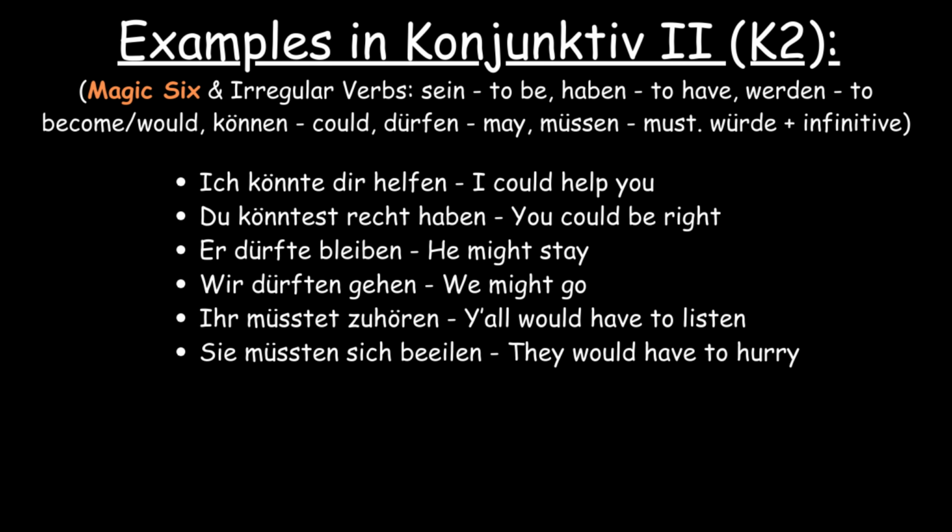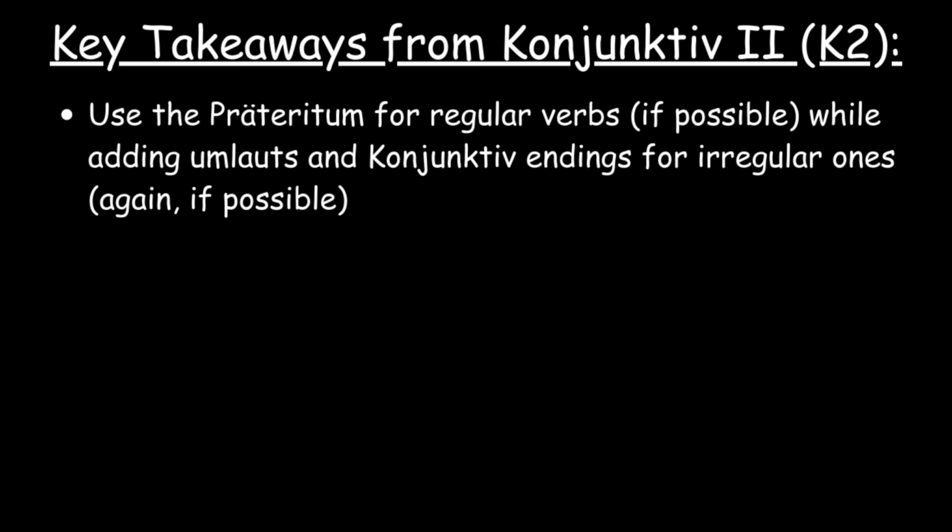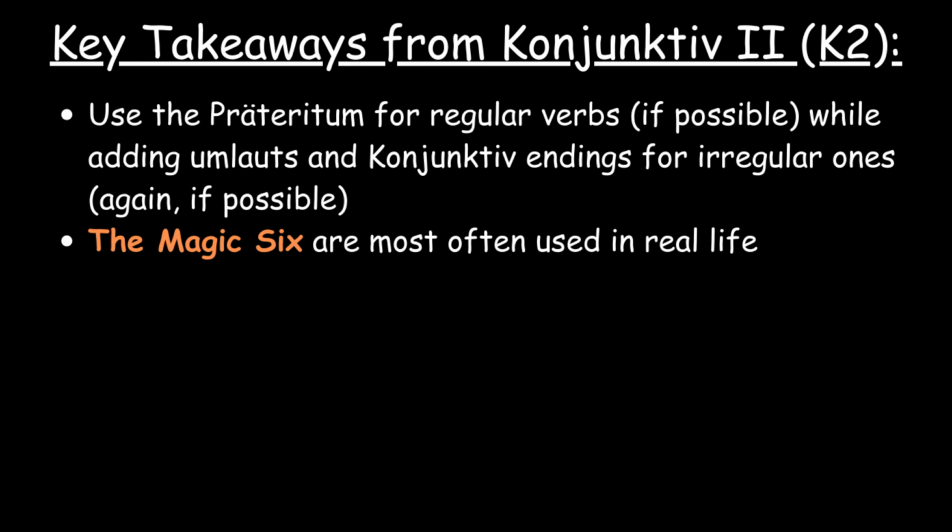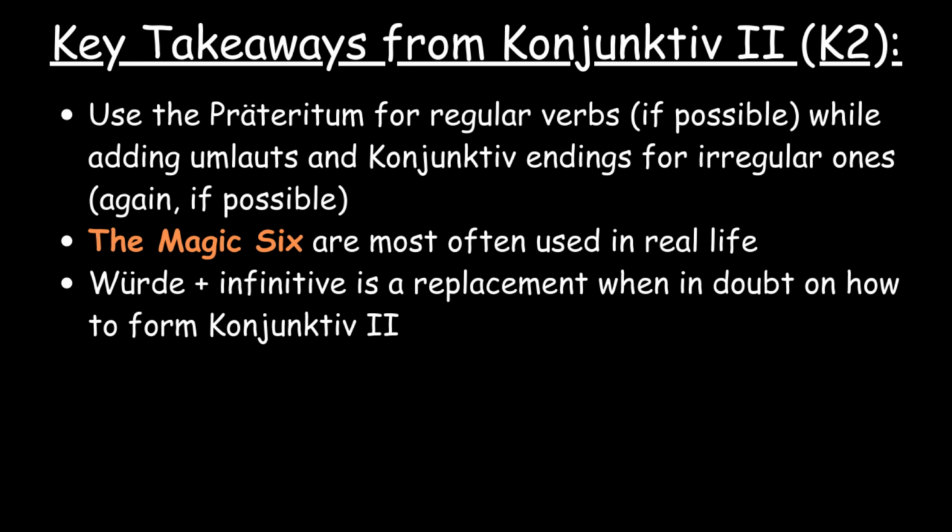This is how Konjunktiv 2 works in German, and the key takeaways from this mood is to use the Präteritum for regular verbs while adding umlauts and conjunctive endings for irregular ones. The magic 6 are most often used in real life, and the construction with würde plus an infinitive is a replacement in the mood when in doubt on how to form Konjunktiv 2. Overall, this is how the subjunctives fully work in German.